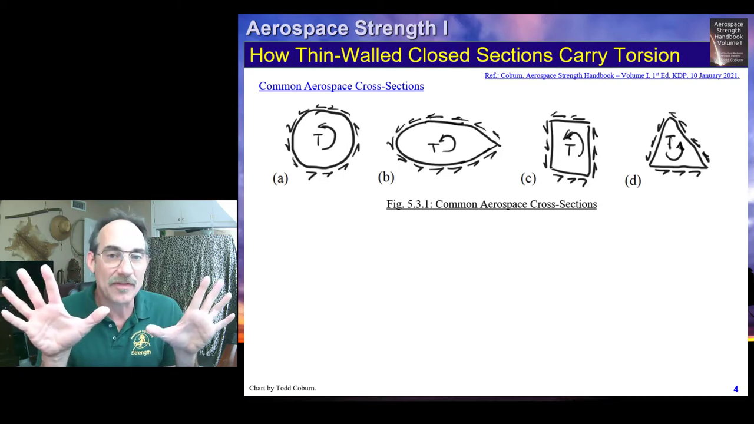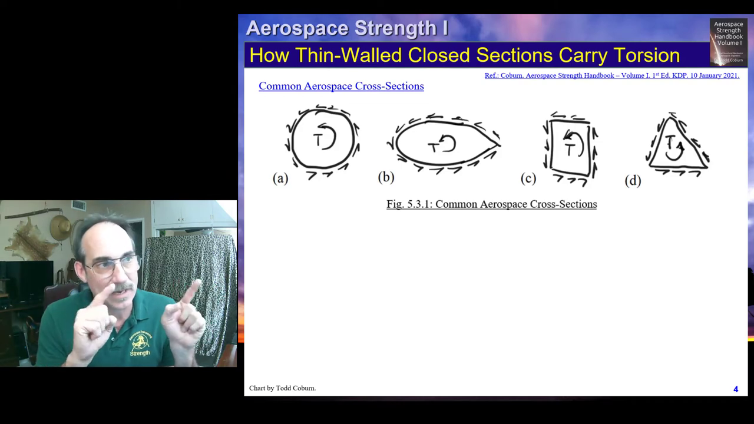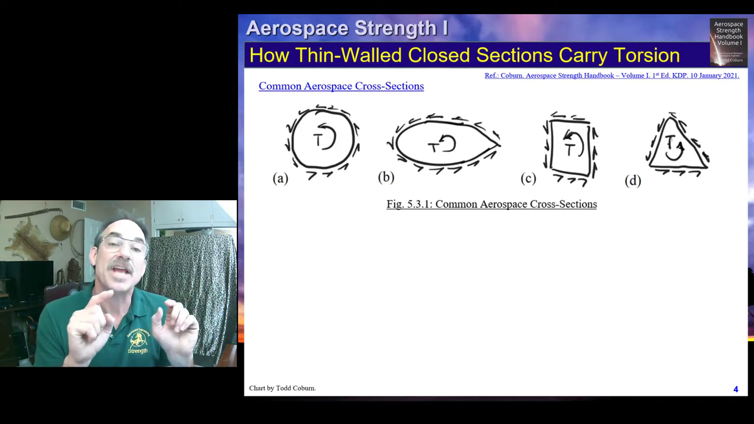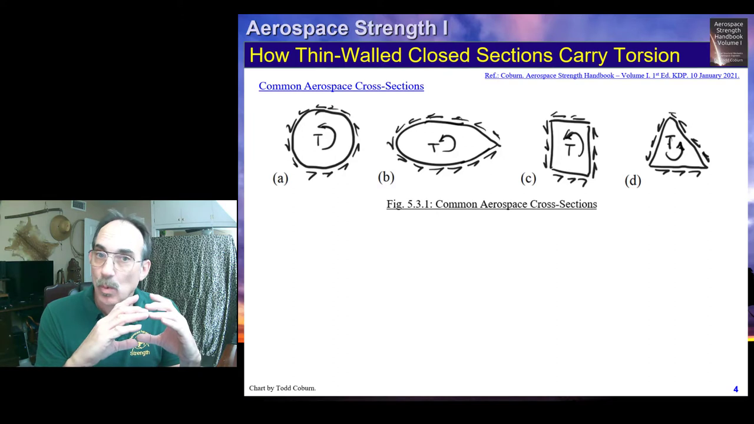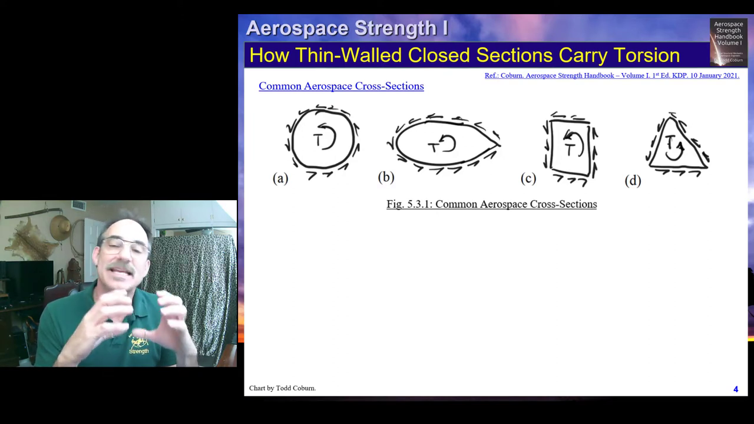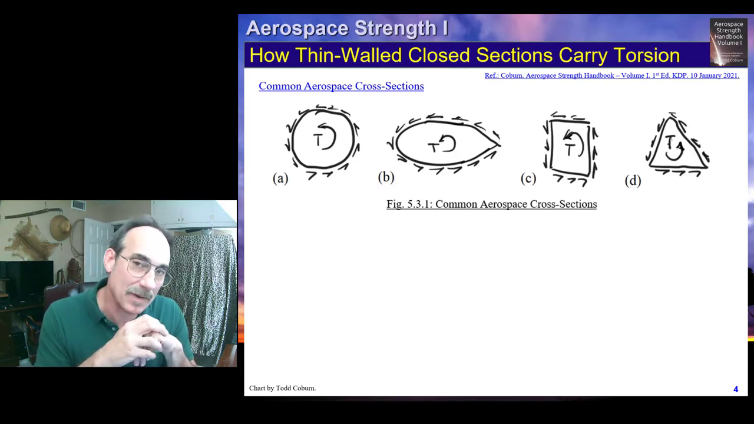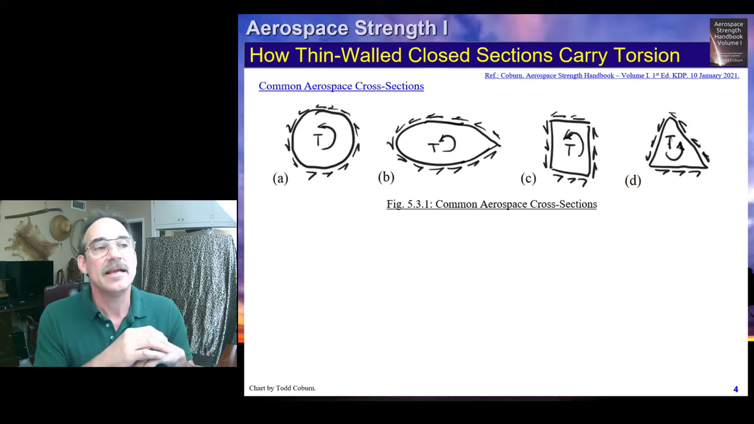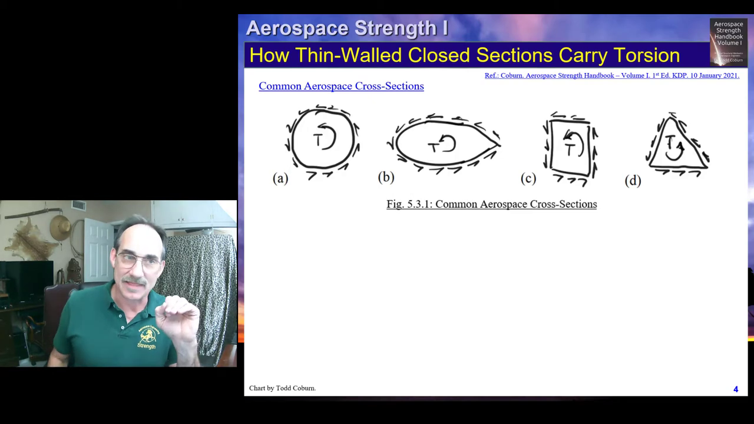However, neither of the other methods will handle shapes B, C, or D. Shape B looks like a typical wing-like section. Shape C is a box beam, which are very common in lightweight structures like aircraft. Case D doesn't look like anything I've seen, but it's possible we could get something like that as well.